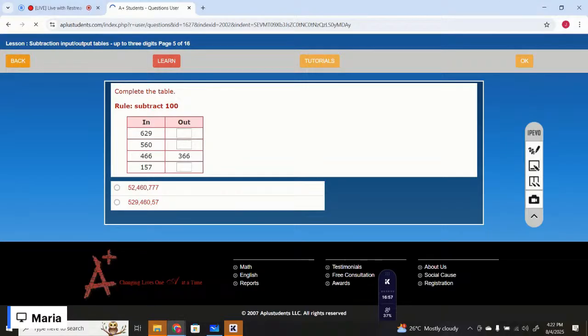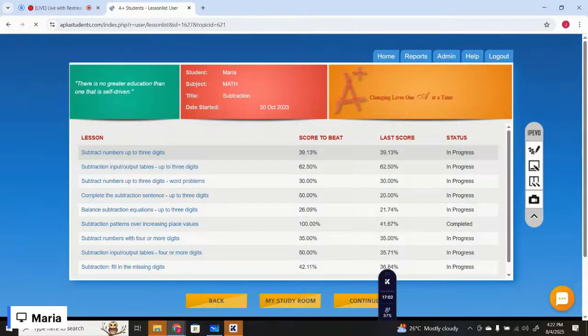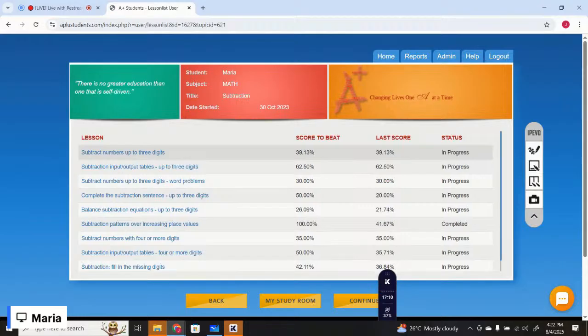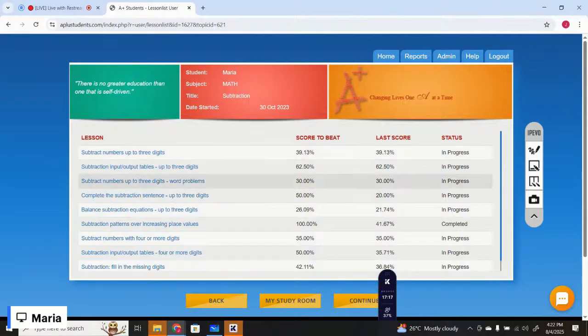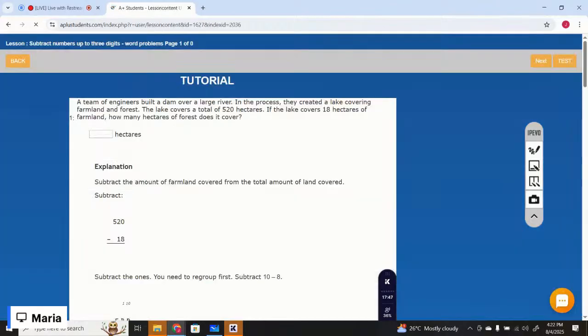The next lesson is numbers up to 3 digits word problems. Let's just start with the test question.